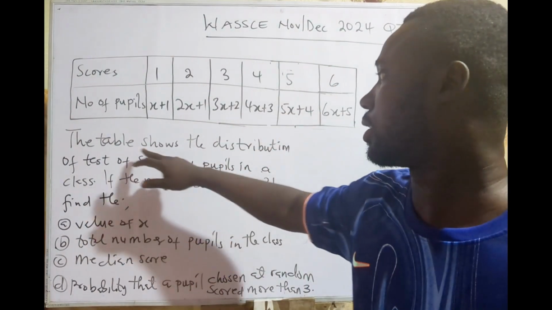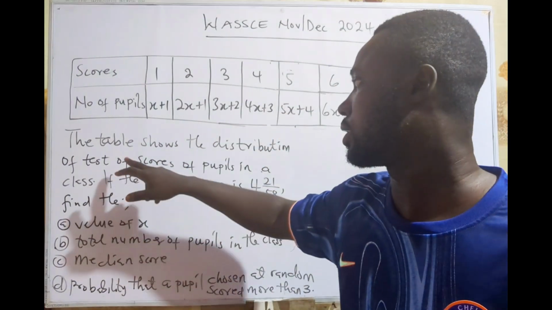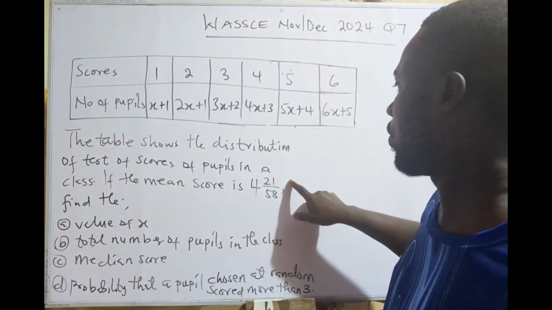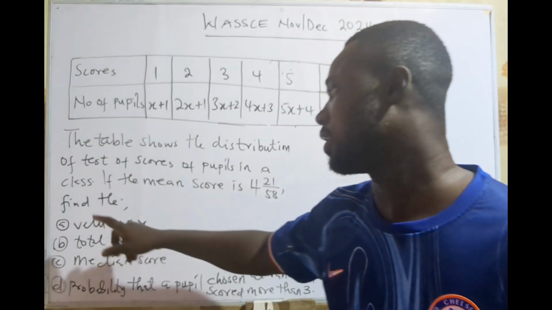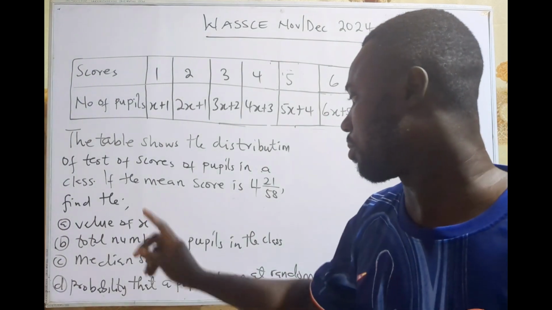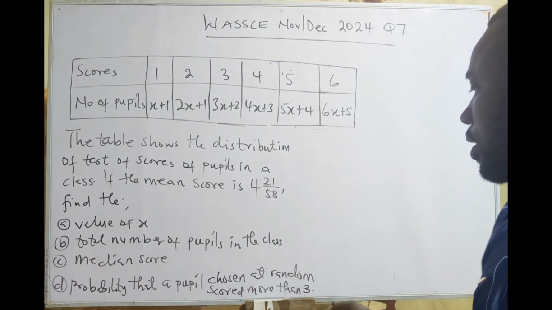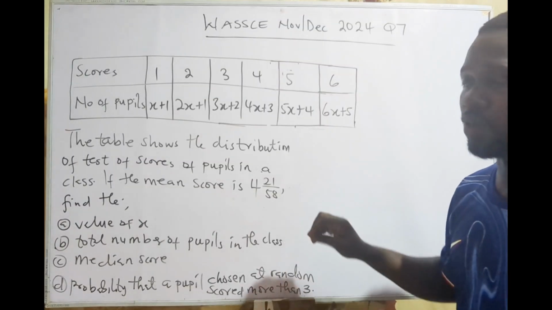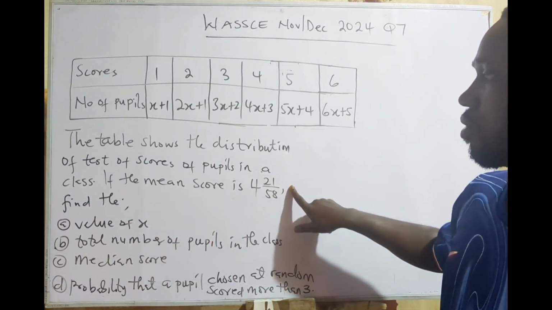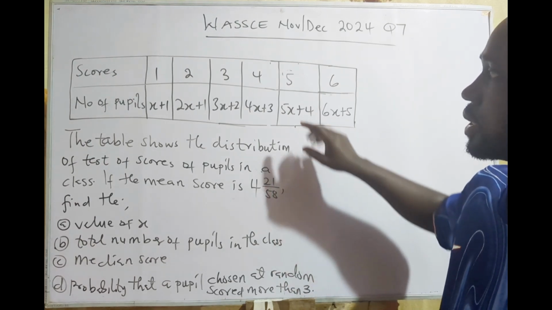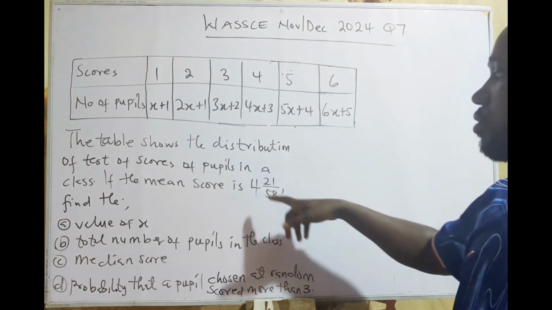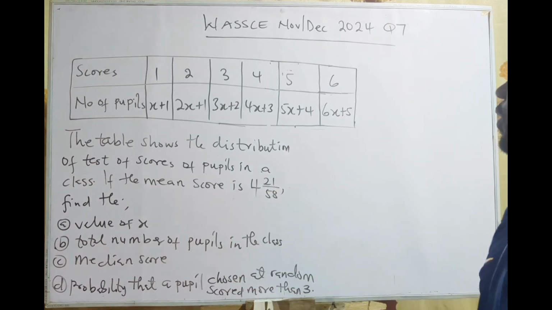It says the table shows the distribution of test scores of pupils in a class. If the mean score is 4 21/58, find: A, the value of s; B, the total number of pupils; C, the median score; D, the probability that a pupil chosen at random scored more than 3. So if you look at this question, what are we given? The mean score. So we have to find the mean from this particular table and equate it to 4 21/58.